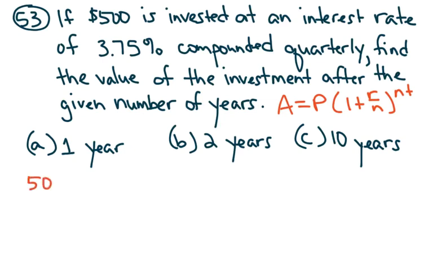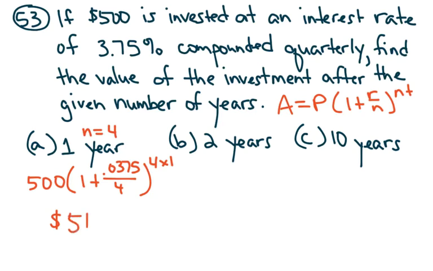So after 1 year, it's going to be 500 times (1 plus 0.0375 over 4), because quarterly means n equals 4, raised to the 4 times 1. And since this is money, you need to remember to round to the nearest hundredths place. That's the nearest penny. You will have $519.02, because you get 0.015, which makes that a 2.